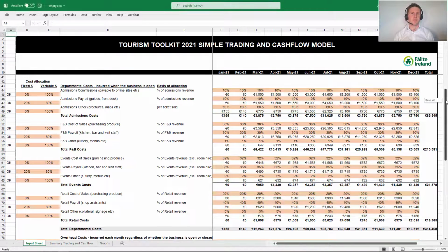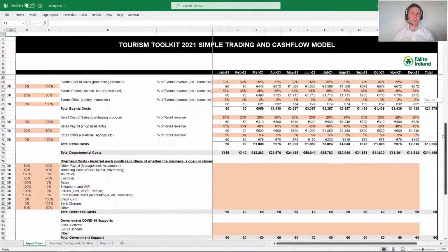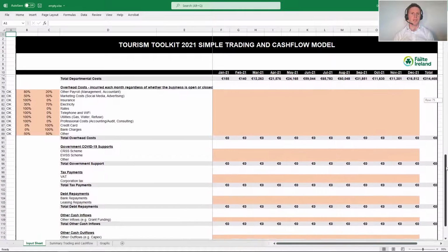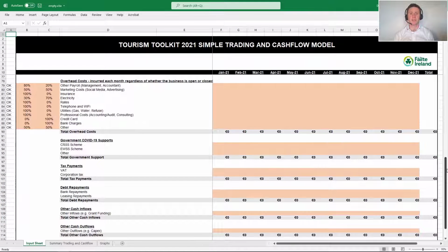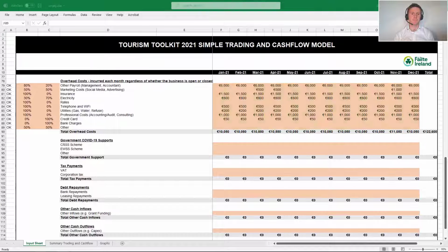All businesses will have a level of overhead cost associated with running the operation. These will range from indirect payroll to electricity and insurance. It is important to factor in all of these costs when preparing your projections. These monthly costs should be populated here.